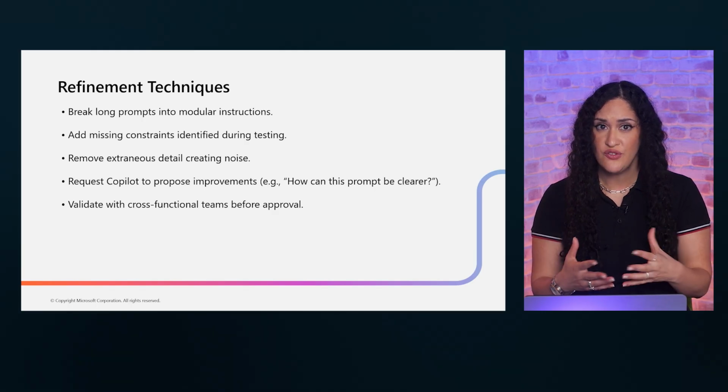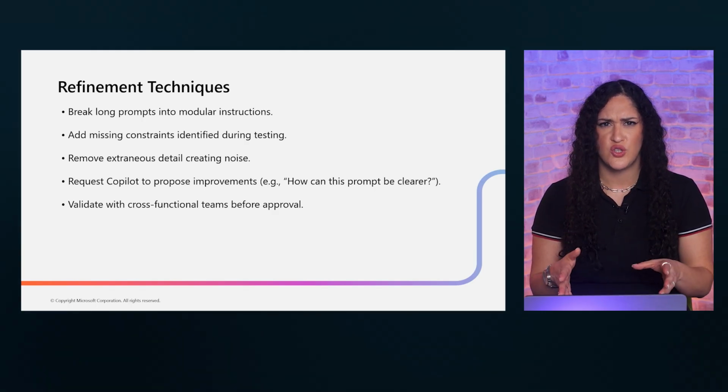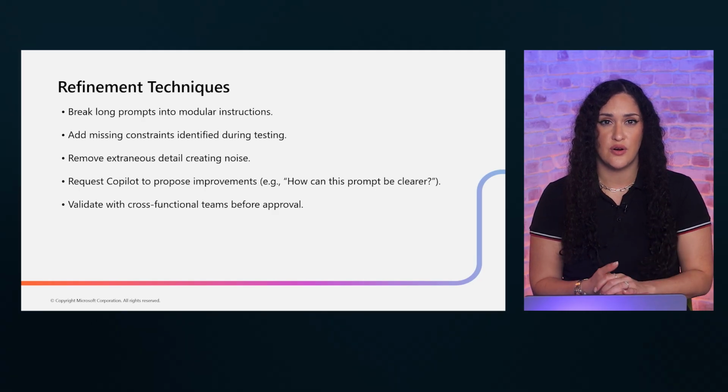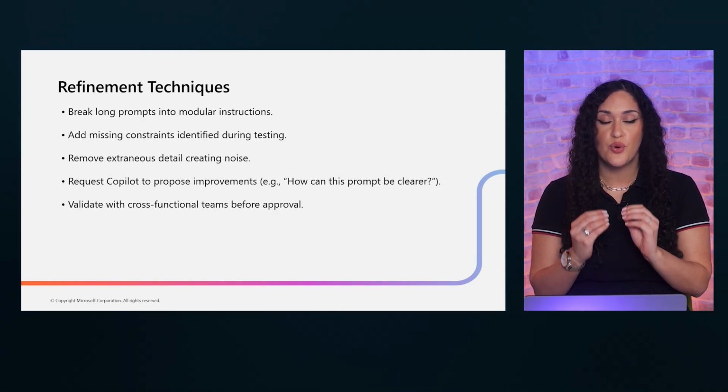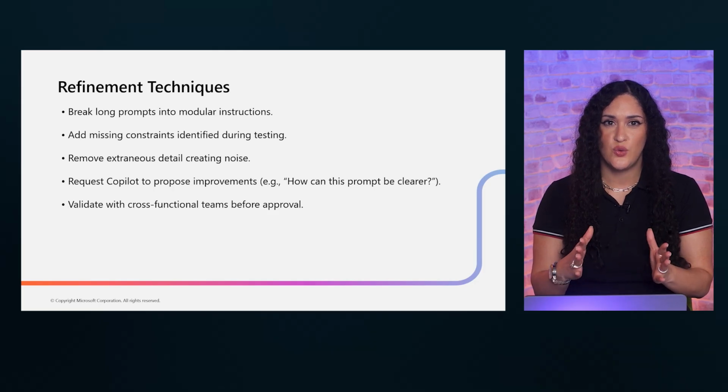Ask Copilot itself to propose improvements. A simple question like, how can this prompt be clearer or more effective, can yield surprising insights. And validate with cross-functional teams before the final approval.